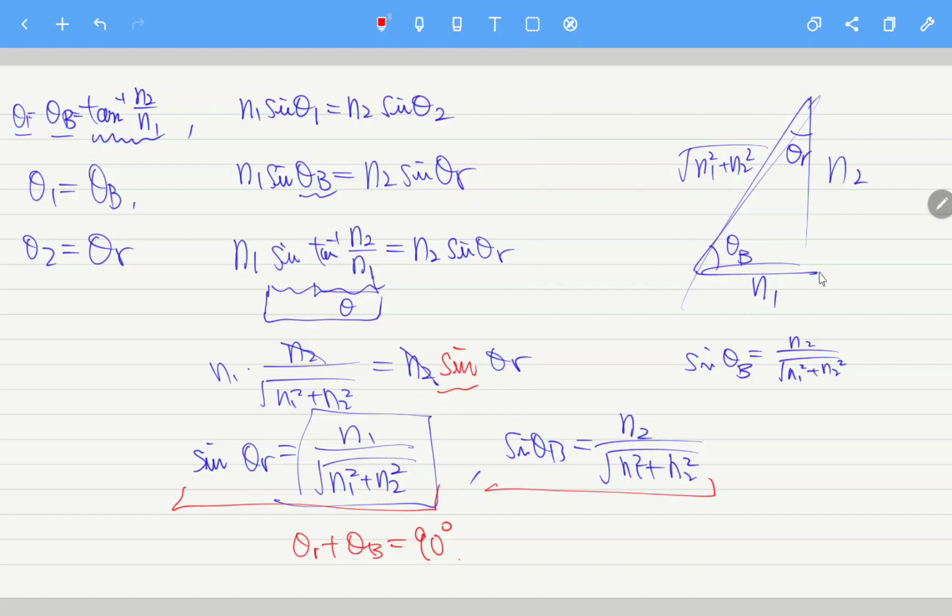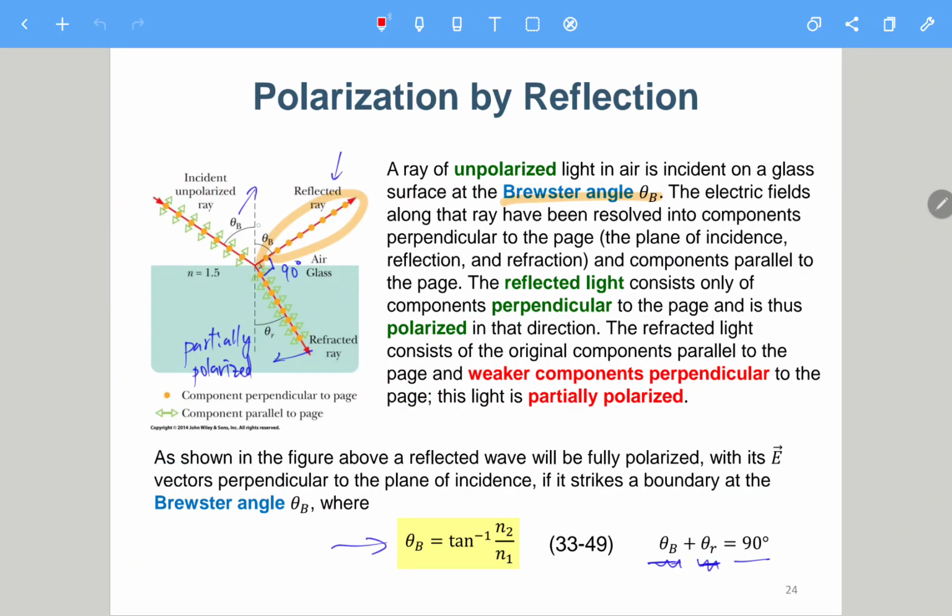So in this right-angle triangle, you can clearly see that theta b plus theta out is 90 degrees. Actually this is theta b, this is theta out, and of course this is 180 degrees. So this angle should be 180 degrees minus theta b minus theta out, which is 90 degrees. Of course theta b plus theta out is still 90 degrees, so this is 180 degrees minus it, and the remaining is still 90 degrees. So we have used this equation for the Brewster angle to verify this property.